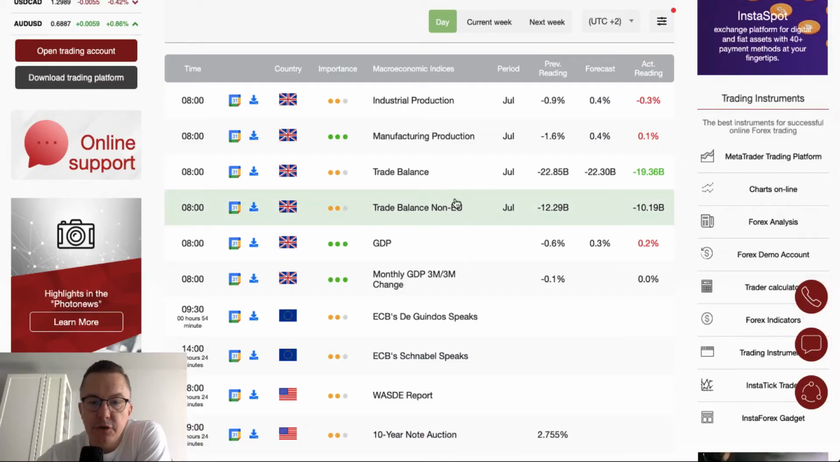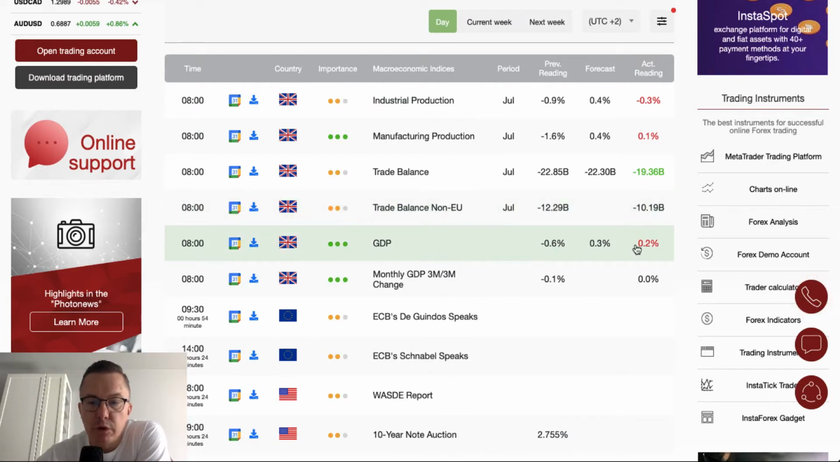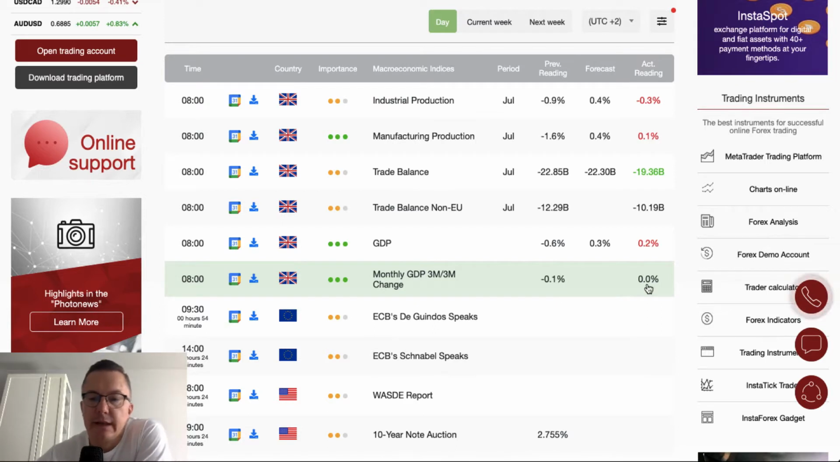The data from the UK had been published already, and what we see here is that the GDP was worse than expected, 0.2% versus 0.3% expected. However, it was bigger than the last reading of minus 0.6%, and the monthly change of GDP on a 3-month basis is at 0%.